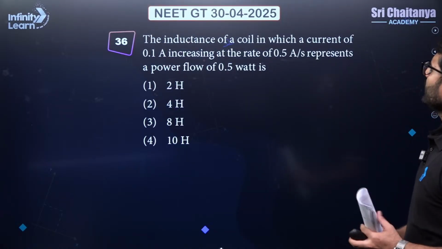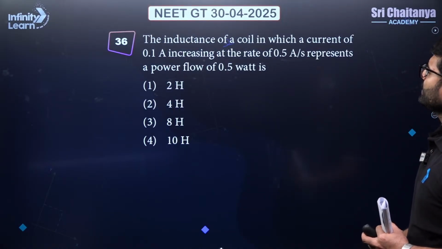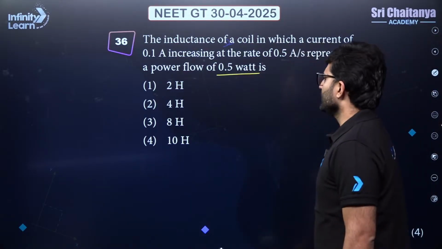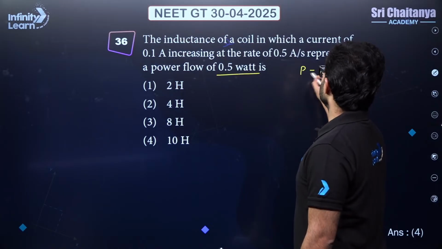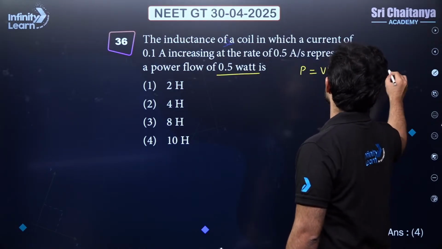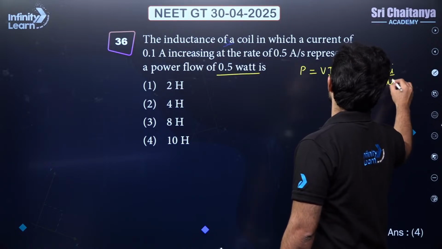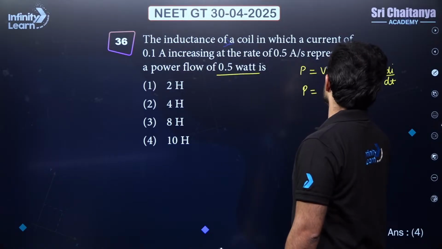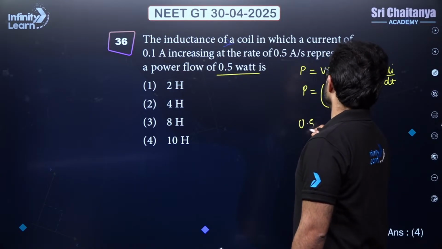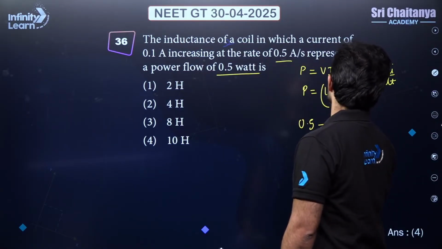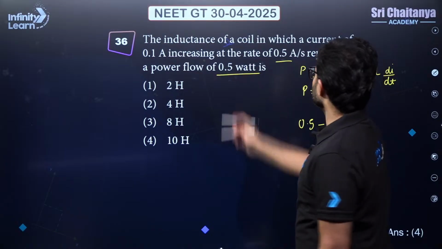The inductance of a coil in which a current of 0.1 ampere increasing at the rate of 0.5 represents a power flow of 0.5 watt. So what is the inductance? So very simple. Power is nothing but V into I, and what is V for inductance? That is L di by dt, right? So power would be nothing but L di by dt multiplied by I, correct? So power is given as 0.5, that is equal to L. What is di by dt given? 0.5, so that is 1 by 2 multiplied by current, that is again 0.1.